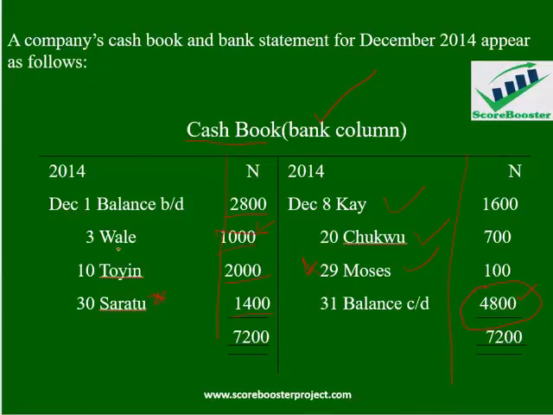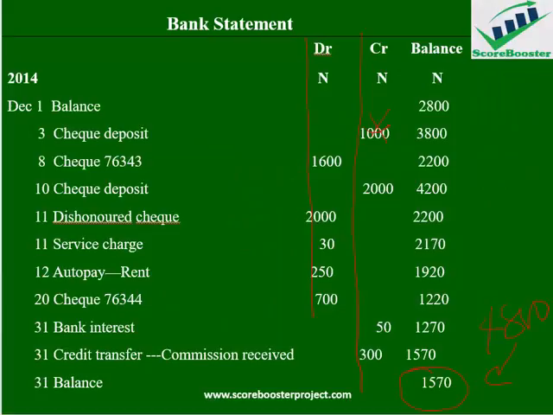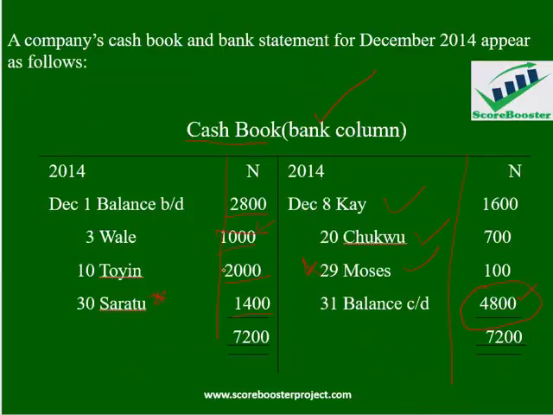Tony, Tony paid me 2,000. If I come here, do I have Tony 2,000? Yes, I have Tony 2,000 here. Then my Tony is also here. So these two, no problem.